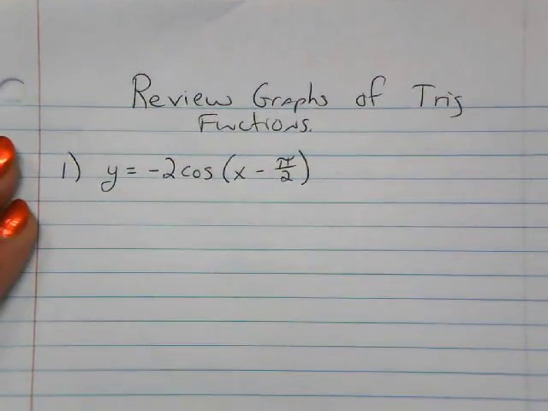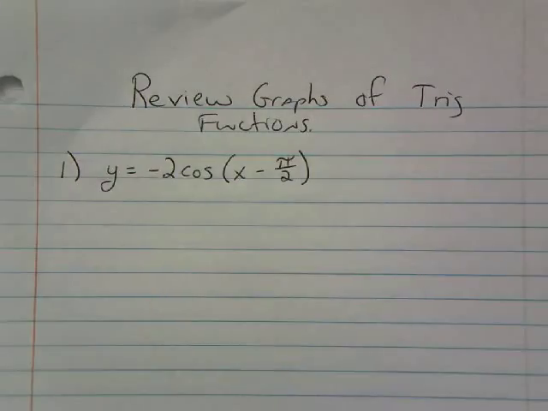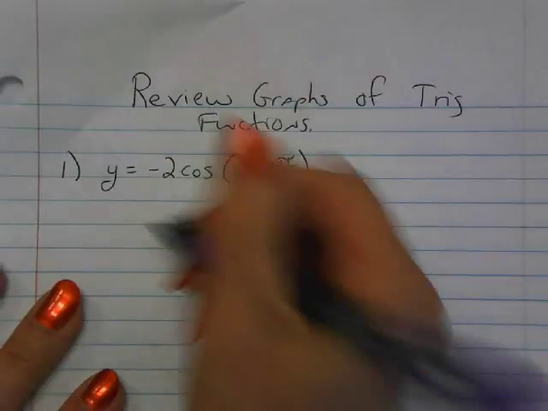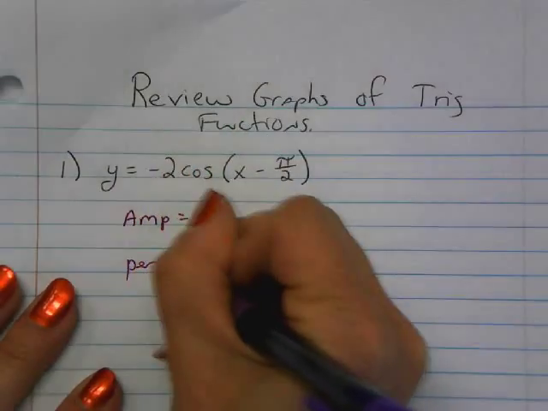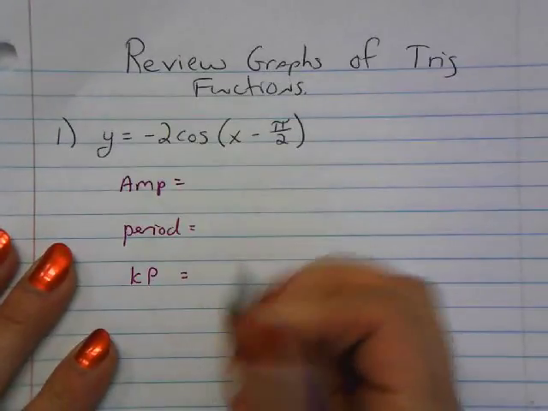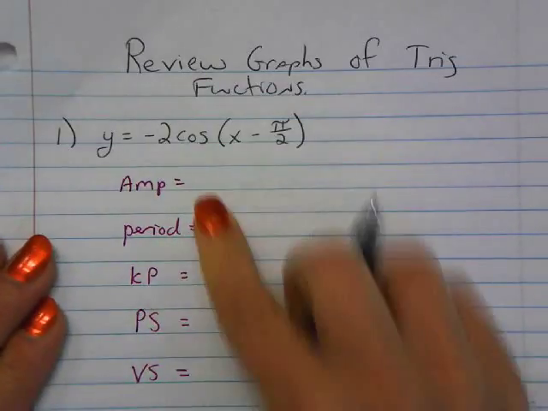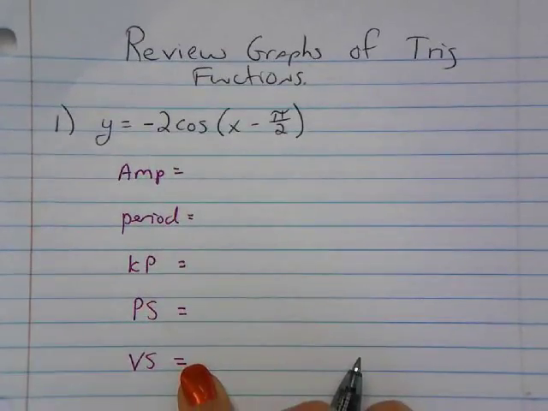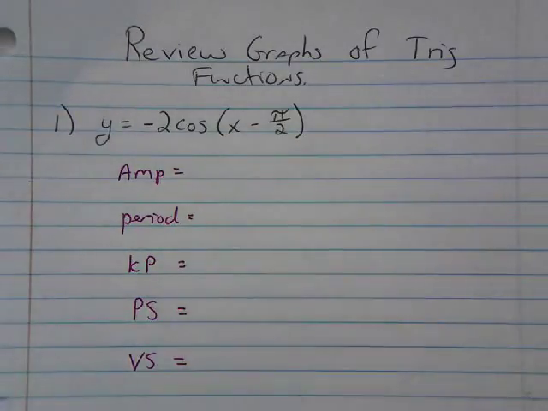Alright, so we're going to start off with a cosine graph. Now, for sine and cosine, if you remember, you needed to tell me the amplitude, the period, I like to find the key point, the phase shift, the vertical shift. So I like to do this for cosine, sine, secant, and cosecant. So that's how most of your graphs are going to work. Alright, let's go ahead and get started.